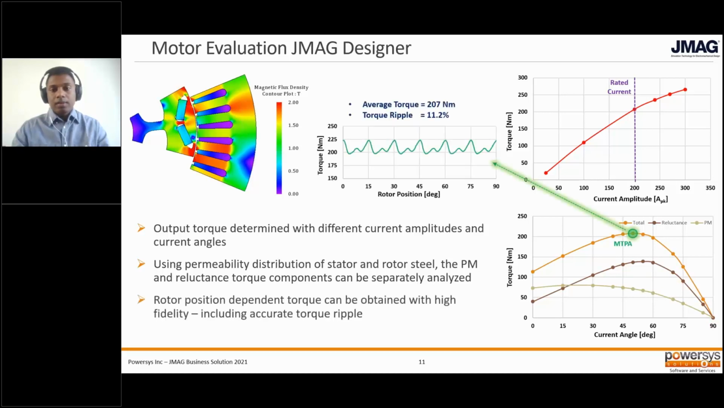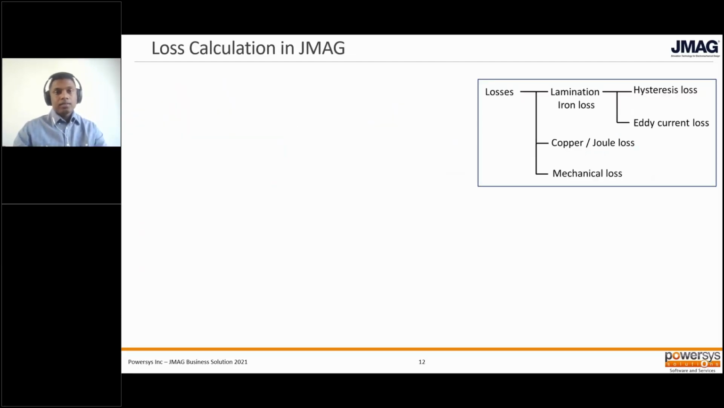And then if we look at the MTPA point, we can plot the rotor position dependent torque waveform, and we see that, of course, there's some torque ripple, which is expected. In this case, the average torque is 207 Newton meter, which is close to the published value of 205, and the torque ripple is about 11.2%. So this gives a high fidelity model, our output value of the torque as function of the rotor position. That's coming from FEA.